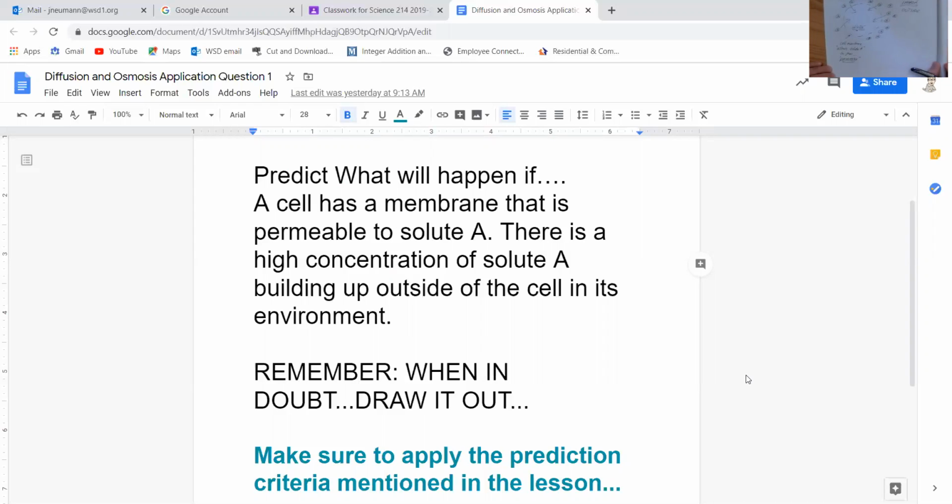To just recap it then, what's going to happen is, first thing that's going to move is solute A will move. That's part one. Part two, it's going to go from high to low concentration.